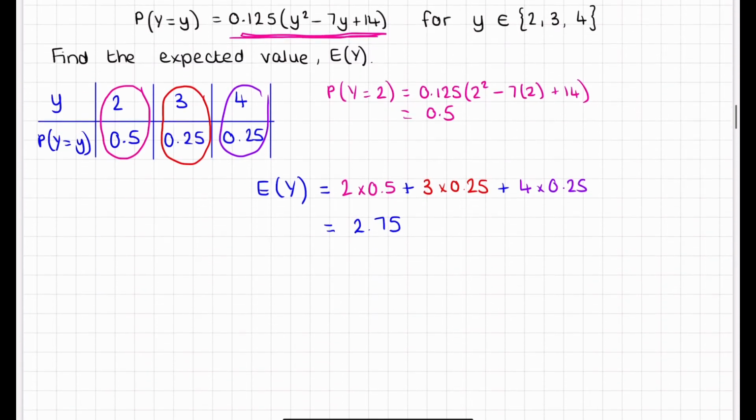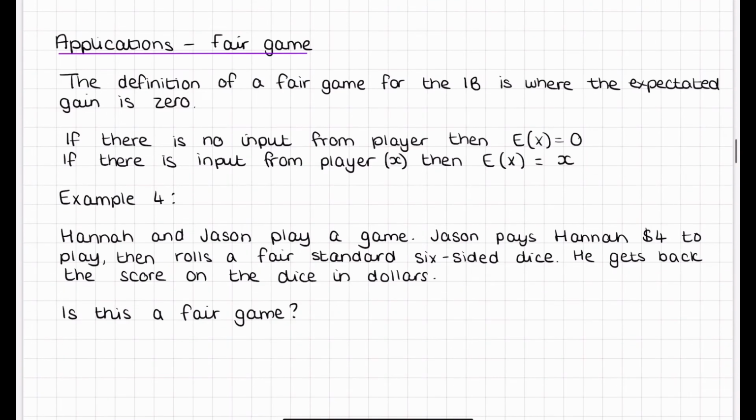The other aspect that sometimes can be asked about is whether something is a fair game. The definition of a fair game for the IB is where the expected gain is 0. If there is no input from the player, then we want the expected value to equal 0. If there is input from the player, then we want the expected value to equal whatever the input is. That will make a fair game.